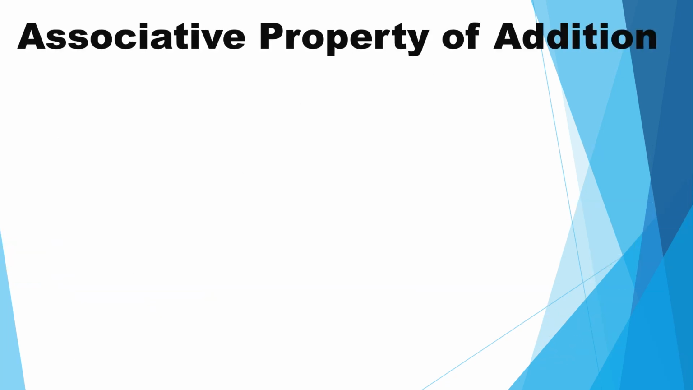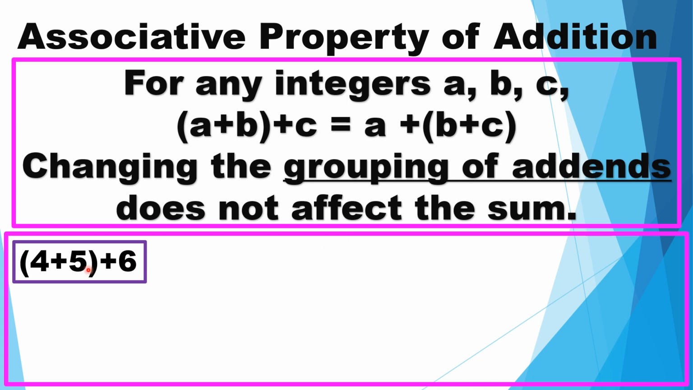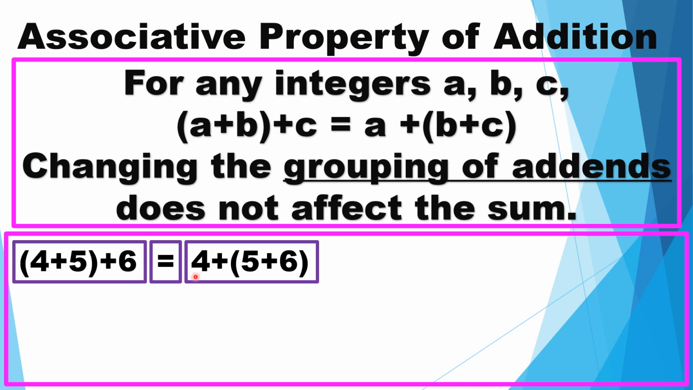Associative property of addition. For any integers a, b, c, the quantity of a plus b plus c is equal to a plus the quantity of b plus c. Changing the grouping of addends does not affect the sum. Paano malalaman kung nakagroup? Ginagamitan ng parentheses or brackets. Let us have this example.